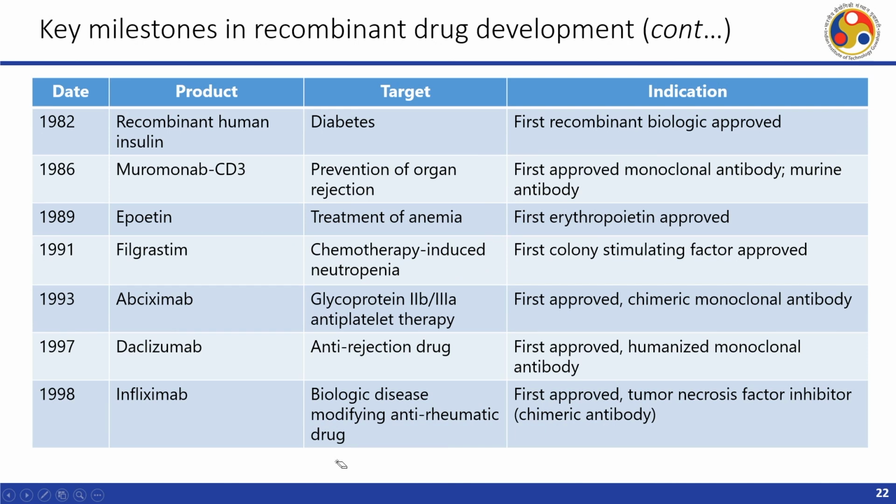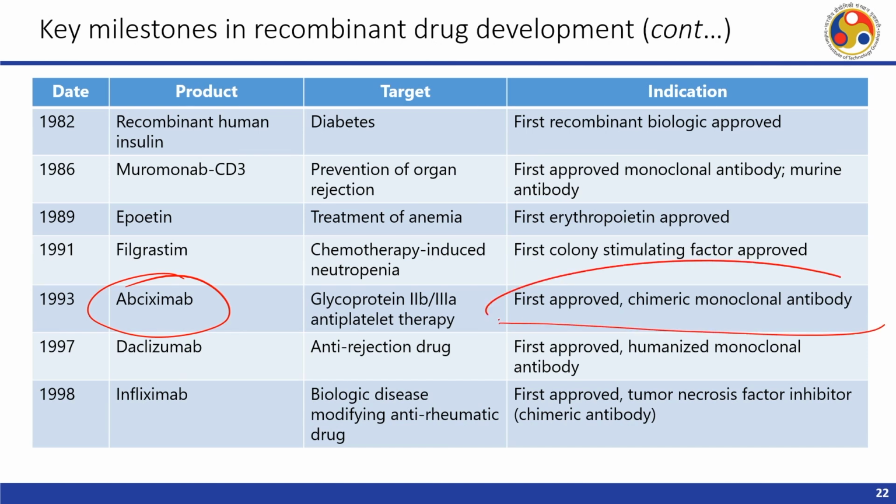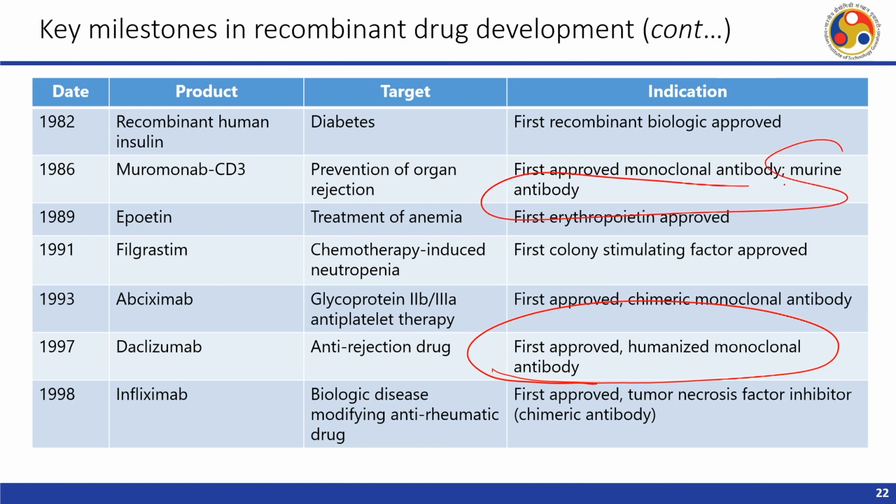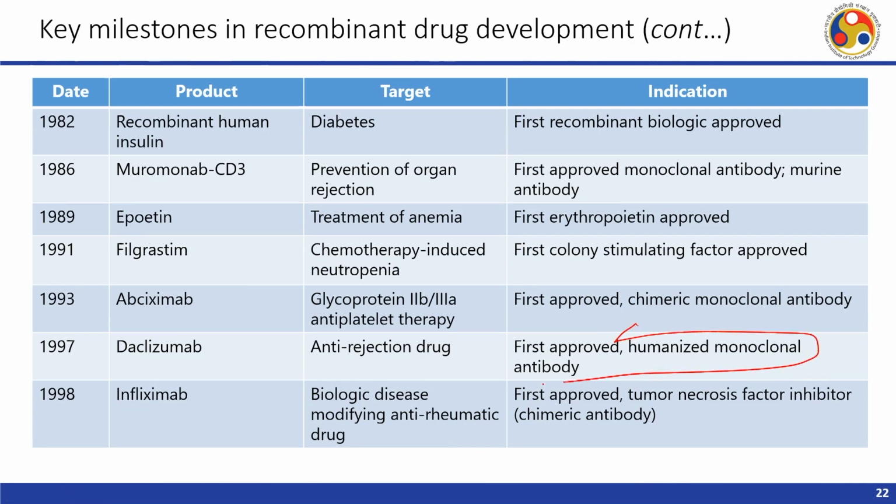Then we have abciximab, which is the first approved chimeric monoclonal antibody used against glycoprotein 2B 3A antiplatelet therapy. Then we have daclizumab in 1997, which is the first approved humanized monoclonal antibody. So, this is a murine antibody and this is a humanized antibody. So, a lot of the sequences similar to human genetic sequences have been replaced over here. This is basically an anti-rejection drug.